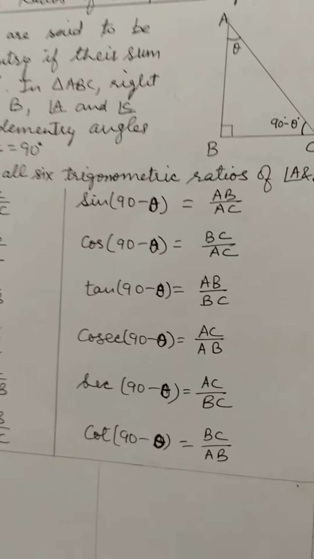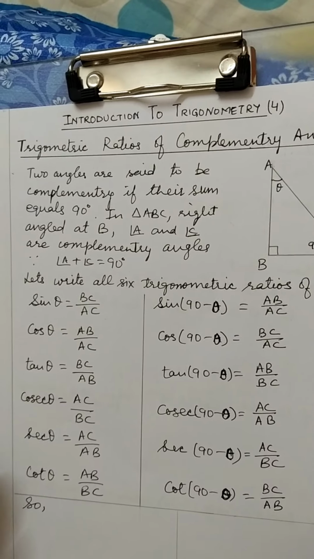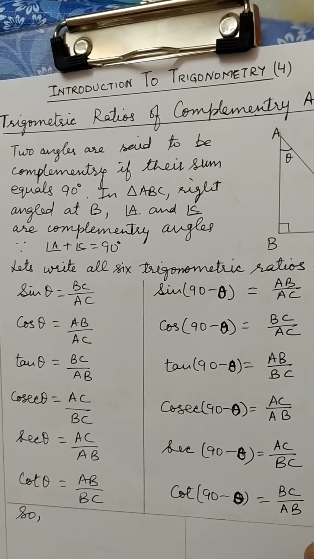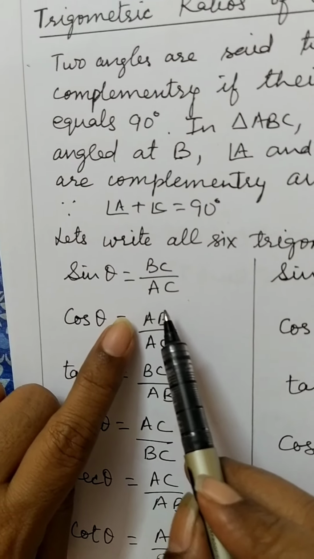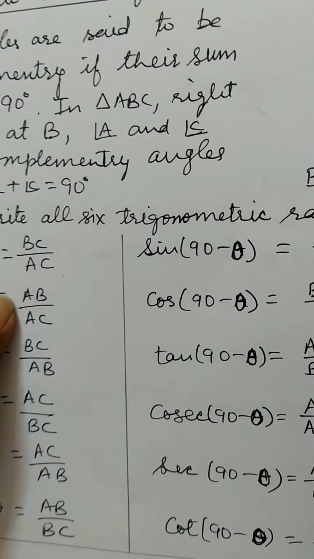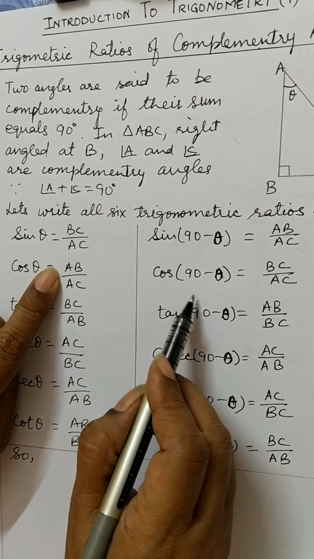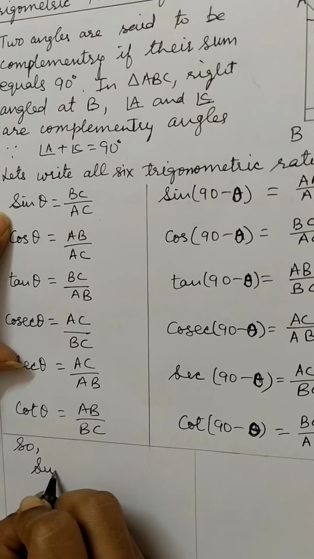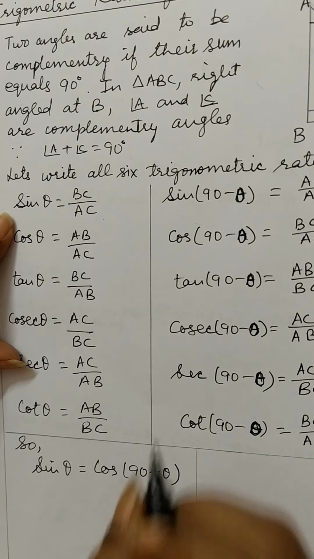Now children, we compare these two columns, these two sets of ratios we have got, and you will see that it gives rise to some transformations. Like here, see, BC upon AC is the value of sine theta, and here BC upon AC is the value of cos 90 minus theta. That means they are equal. We can write sine theta is equal to cos 90 minus theta.